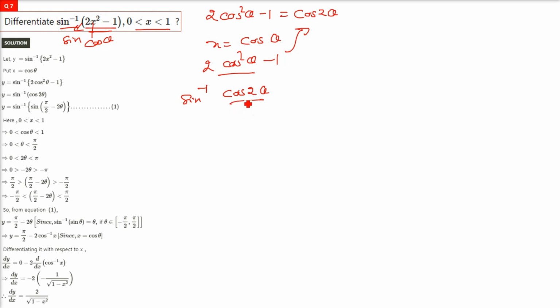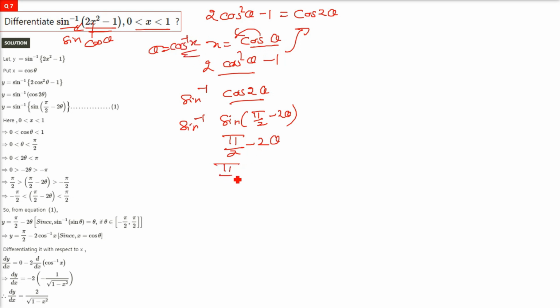And we have put a theta, so we have introduced a theta. But theta is what we have introduced, not anybody else. So this is cos, and cos can always be converted: sin of pi by 2 minus theta. Sin inverse gets cancelled. You get pi by 2 minus 2 theta. So you have theta equals cos inverse x. So pi by 2 minus twice theta is cos inverse x. This is your y. y is pi by 2 minus 2 cos inverse x.